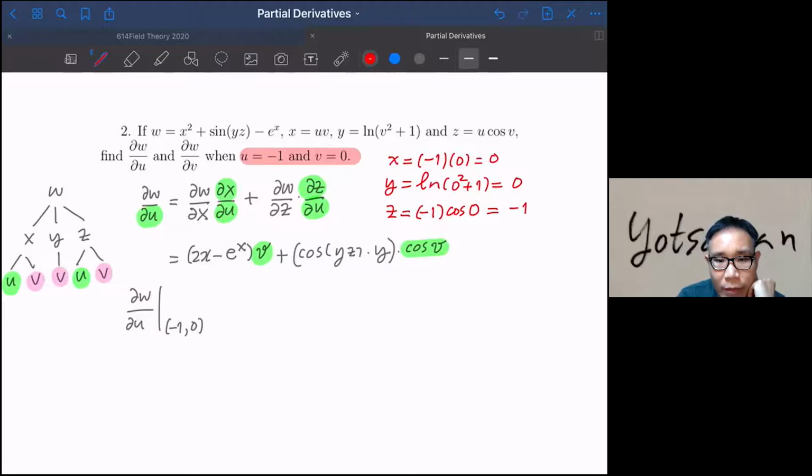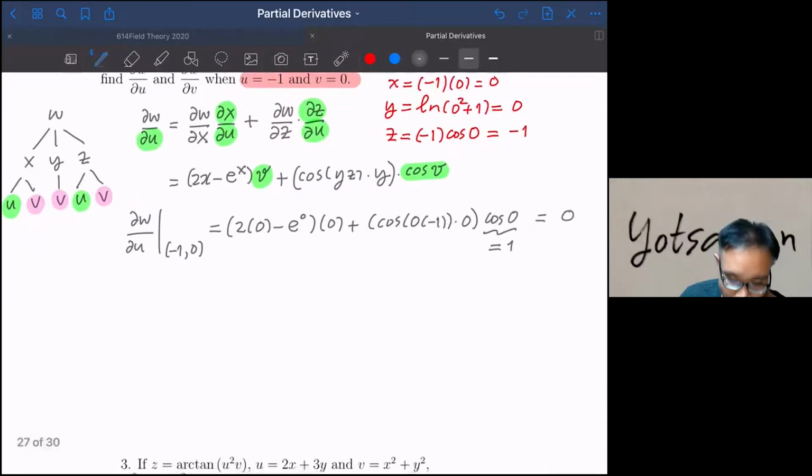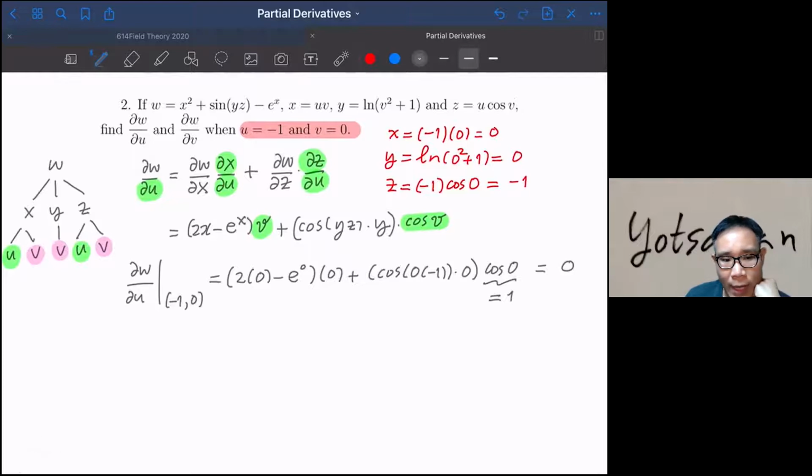Y equal to 0 and z equal to negative 1 for you to plug into the function. When you plug everything in, it's going to turn out to be 2 times 0 times e to the 0 plus cos of yz. So it's going to be 0 times negative 1 times 0, and cosine v is cosine 0, so this is equal to 1, and the whole thing becomes 0. So this one is your dw du at negative 1, 0. Okay, so this is how we do this one.